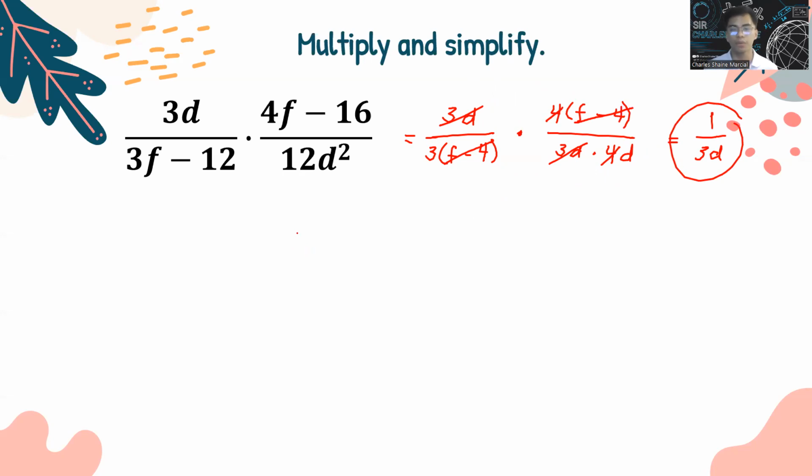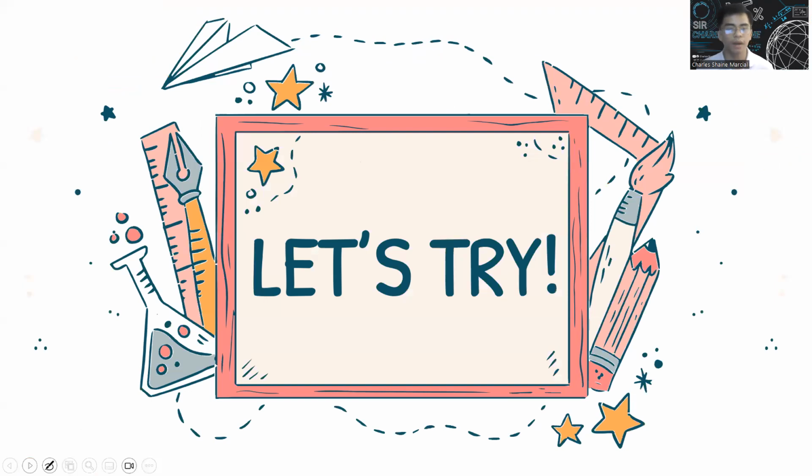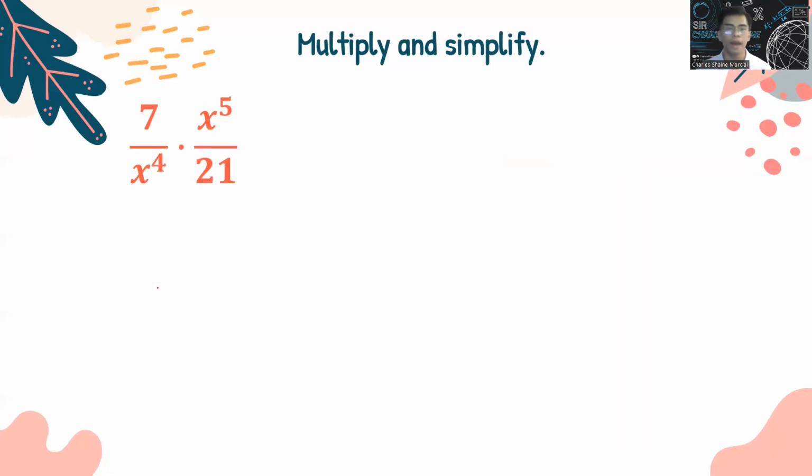Okay? So, ganun lang po siya sagutan. Now, let's try naman to answer these problems. We have 7 over x raised to 4 times x raised to 5 over 21. So, kung magko-cross multiply lang tayo, sobrang dali lang yan, no? Because 7 and 21 have common factor, which is 7. 7 divided by 7, magiging 1 lang. And 21 divided by 7, that is equal to 3. And also, cancel out x raised to 4 since mas mababa siya kay x raised to 5.